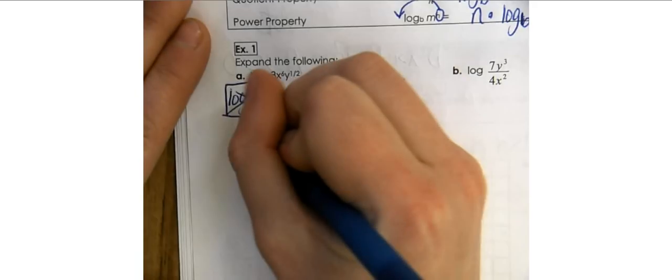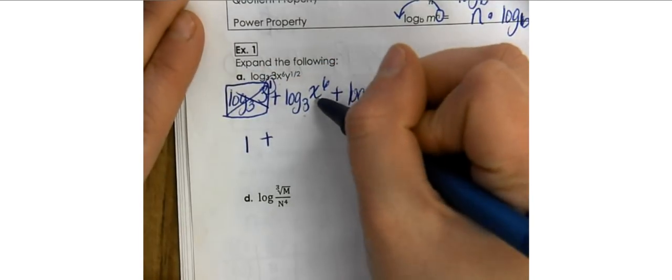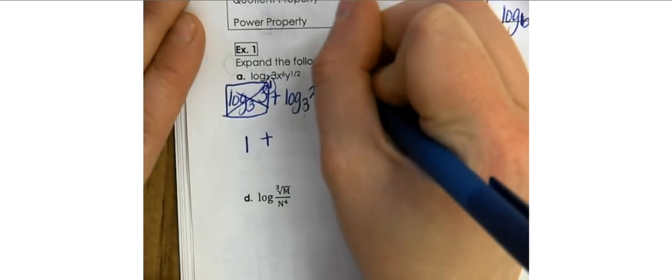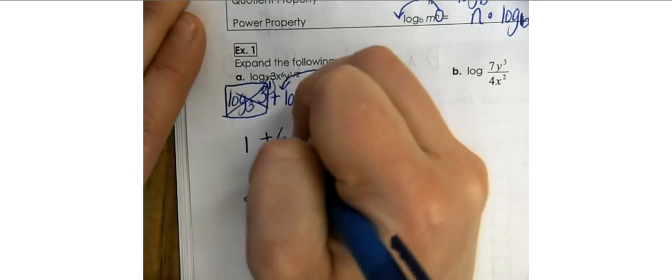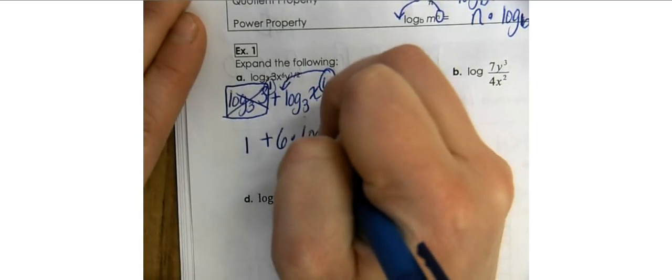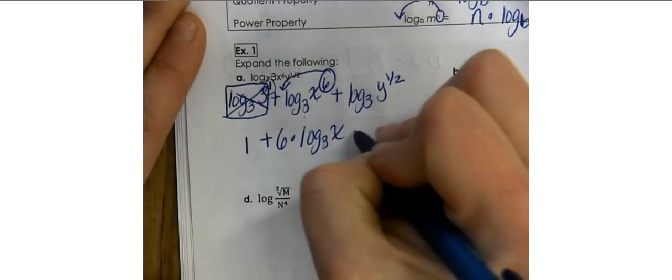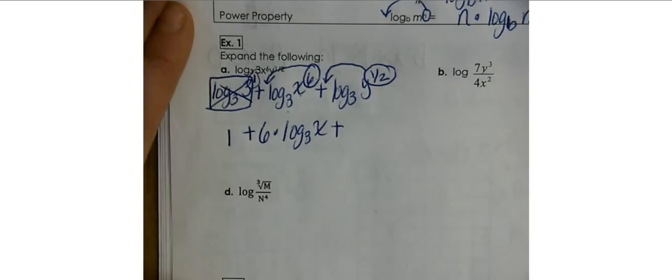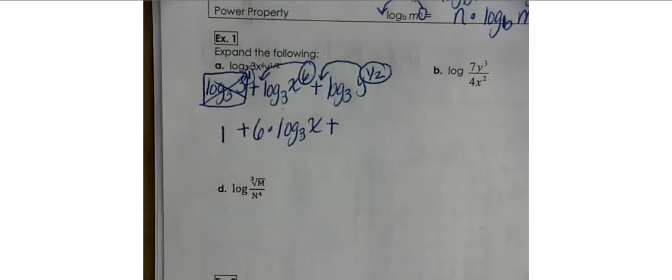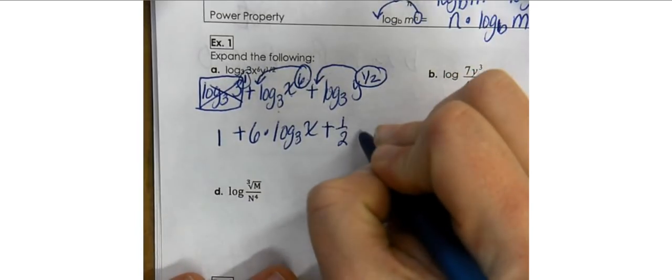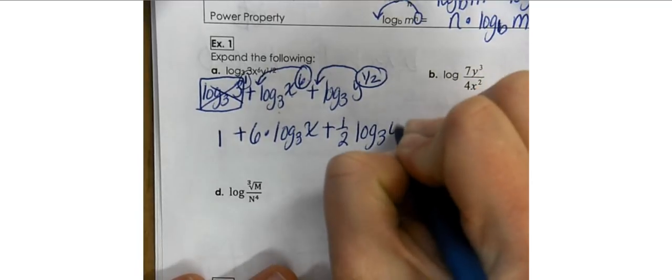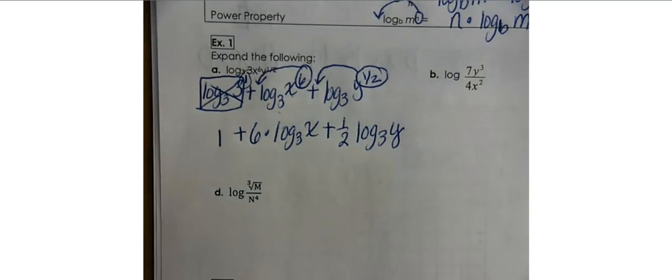Plus, we have log base 3 of x to the 6th power. There's a power right here, so that means I can bring the 6 out in front using multiplication. So 6 times log base 3 of x. Plus, once again, I have an exponent of 1/2, and I can bring that out in front because we're raising it to a power, and we can use the product property. So I'm going to have plus 1/2 log base 3 of y. And that is my complete expanded form.